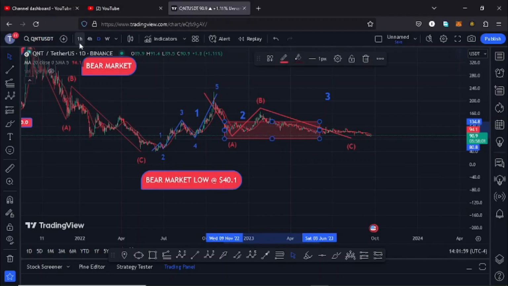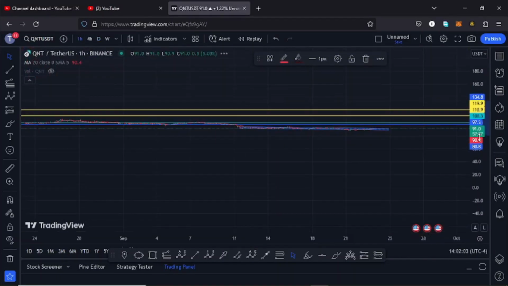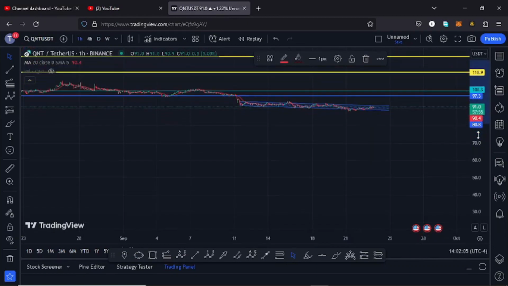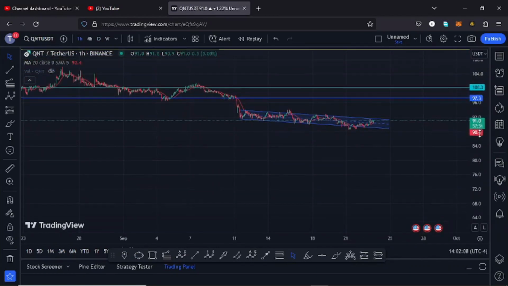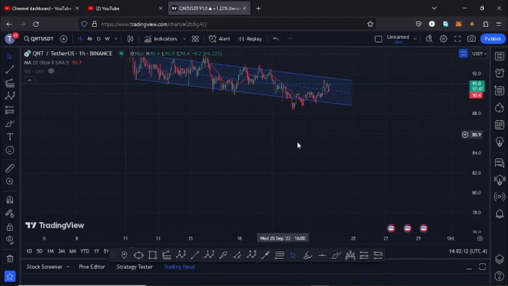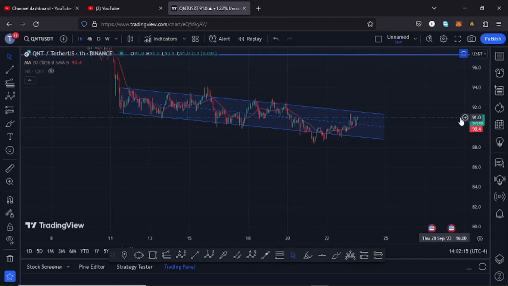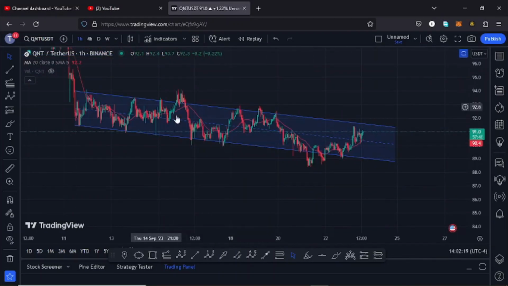And jumping to the 1-hour chart and also zooming in on the charts to give you the price action to expect in the next coming hours. Here on the 1-hour chart, you can see that QNT has continued to trade within this price channel, where you can now see that we have been seeing fake outs to the upper side of the channel.